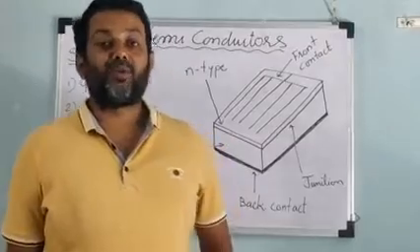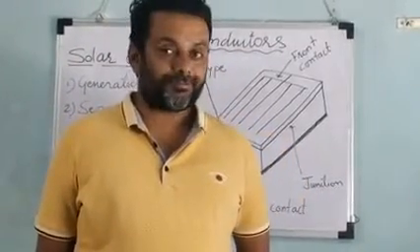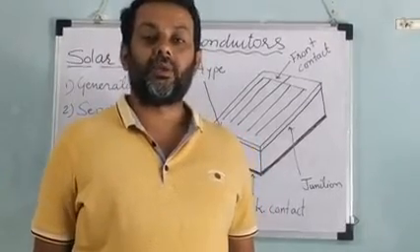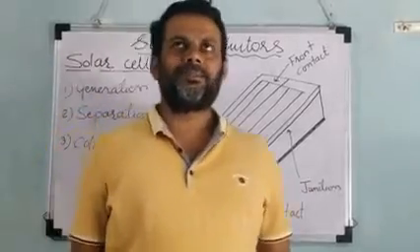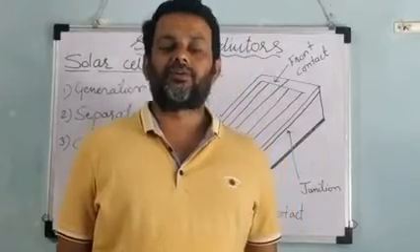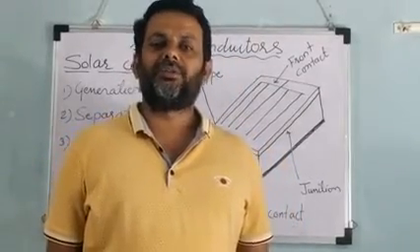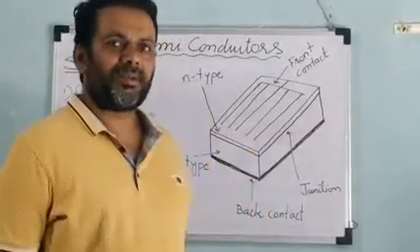The last but most important type of special purpose diode is the solar cell. A solar cell is a device which converts solar energy directly into electrical energy, and you all know that nowadays solar cell is a renewable source of energy and it has very low maintenance. It can also be used in remote areas. That's why it is becoming very famous among the people.